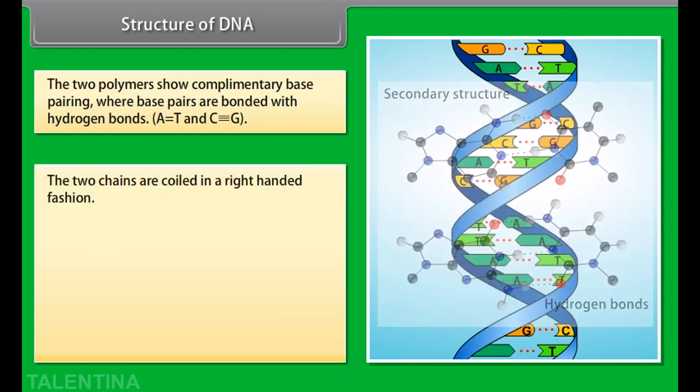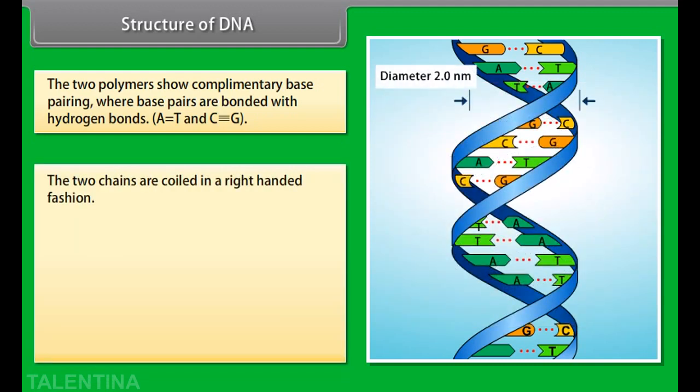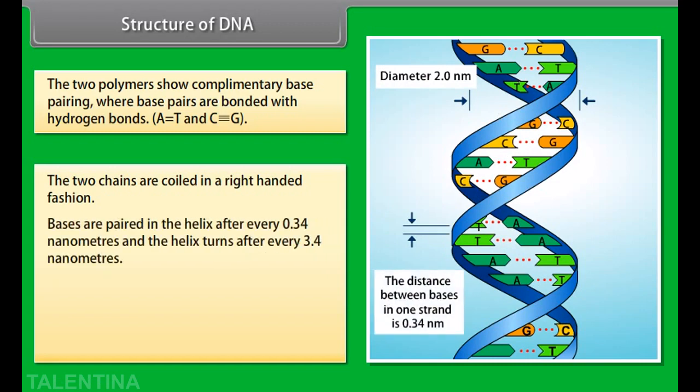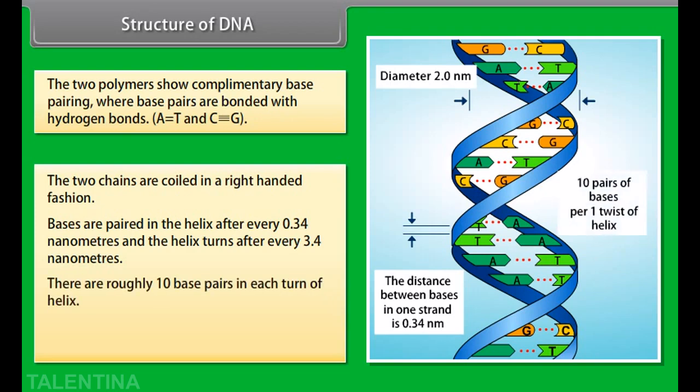The 2 chains are coiled in a right-handed fashion. Bases are paired in the helix after every 0.34 nanometers and the helix turns after every 3.4 nanometers. There are roughly 10 base pairs in each turn of helix. The plane of one base pair stacks over the other in double helix.